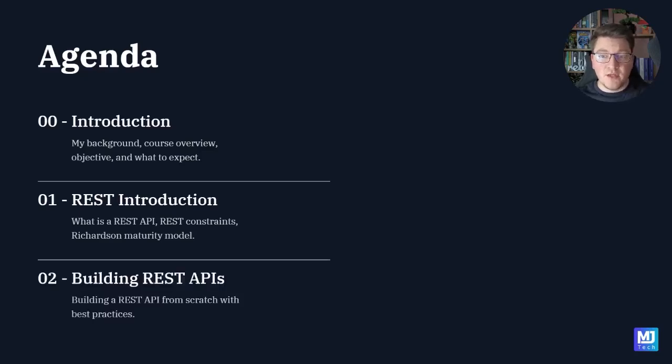Then we'll continue with a practical chapter where I will show you how to build a REST API. We're going to cover the HTTP methods, status codes, how to build an API for managing resources, how to implement support for sorting and filtering, data shaping, pagination, and I will cover the many best practices that you should be aware of when building a REST API.